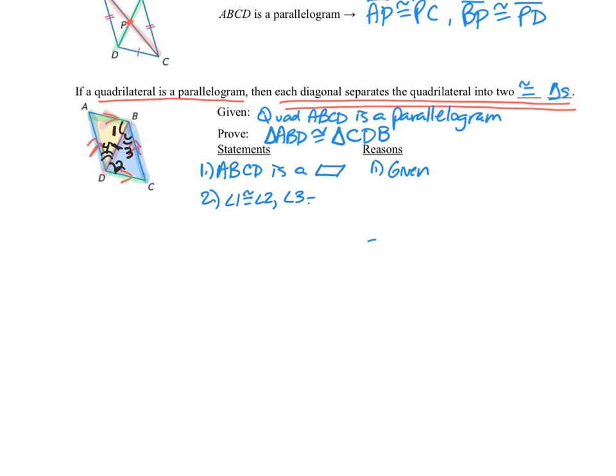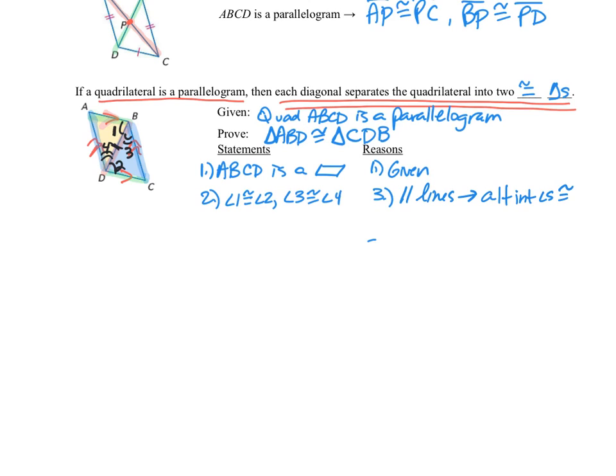Angle 3 is congruent to angle 4. They have the same reason, and that reason is that when parallel lines are cut by a transversal, alternate interior angles are congruent. So here's how we wrote that. We just said parallel lines. Assuming we have a transversal, we can conclude that alternate interior angles are congruent. All right?